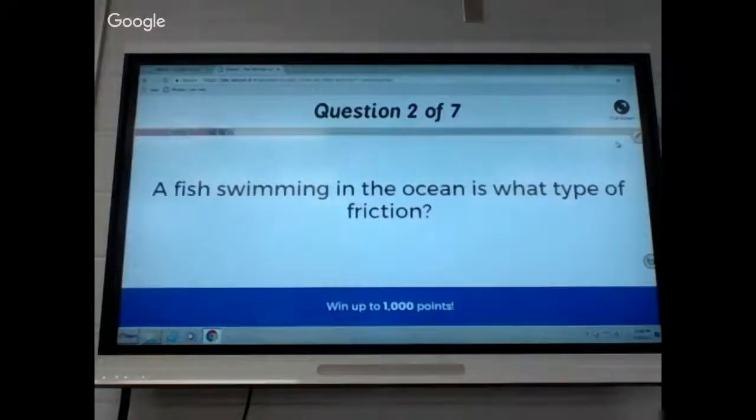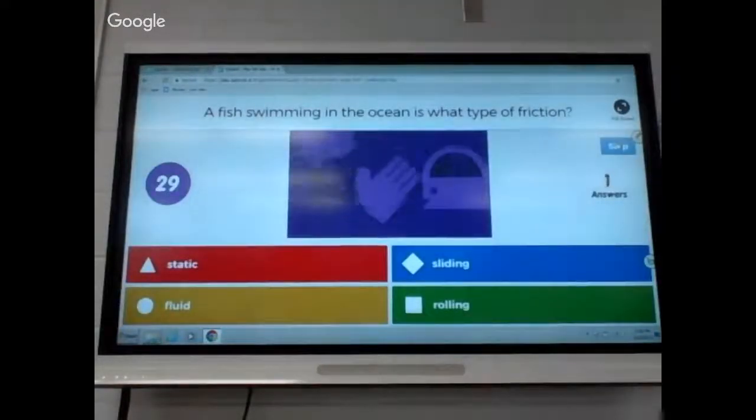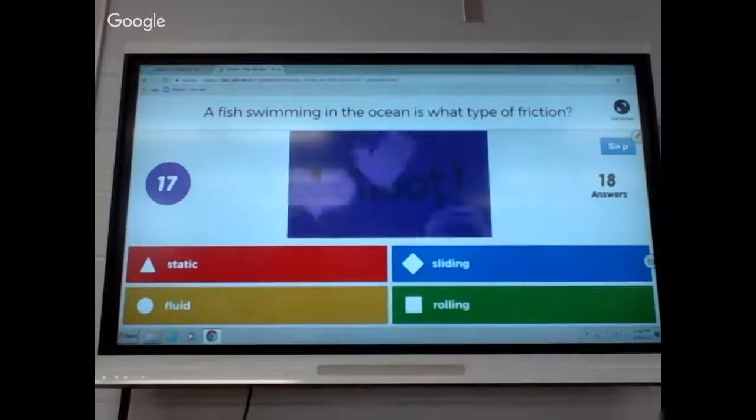All right, a fish swimming in the ocean would be what type of friction? The fish is swimming in the ocean. What type of friction would it be? Don't yell out what you think. Static.